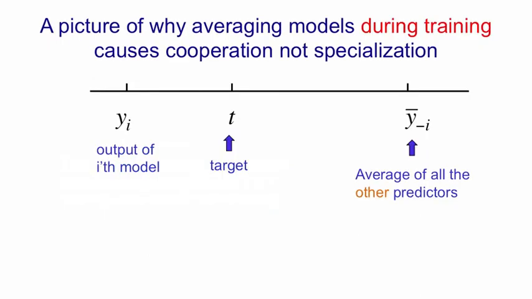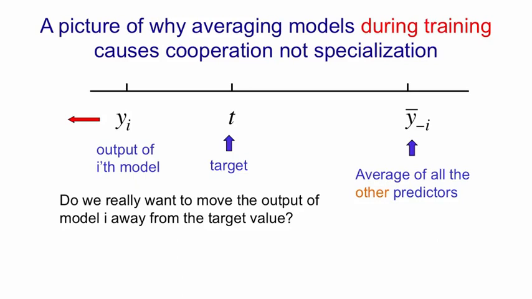So if you're averaging models during training, and training so that the average works nicely, you have to consider cases like this. On the right, we have the average of all the models except for model i. So that's what everybody else is saying when their votes are averaged together. On the left, we have the output of model i. Now, if we'd like the overall average to be closer to the target, what do we have to do to the output of the ith model? Well, we have to move it away from the target. That will take the overall average towards the target. You can see that what's happening is model i is learning to compensate for the errors made by all the other models.